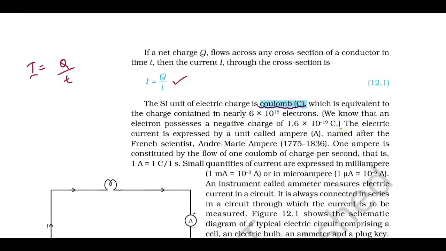Next, the SI unit of electric current is ampere. So from this unit, you can definitely expect 1 mark questions. Here the electric current is expressed by the unit ampere. They can also ask, define 1 ampere. 1 ampere is defined as the flow of 1 coulomb of charge per second.